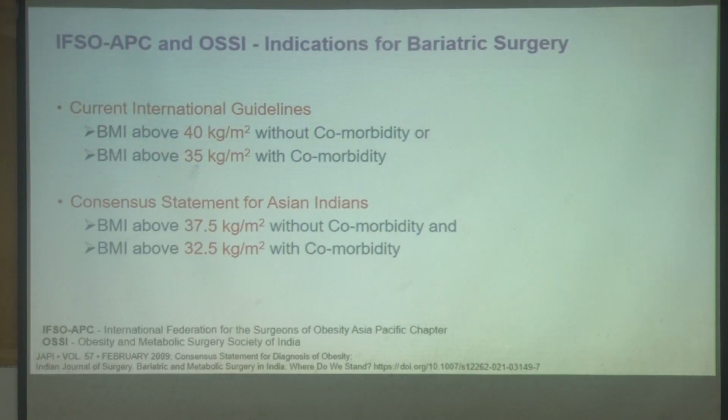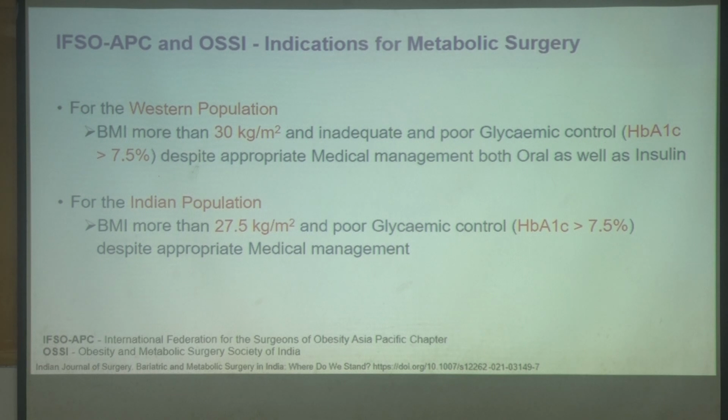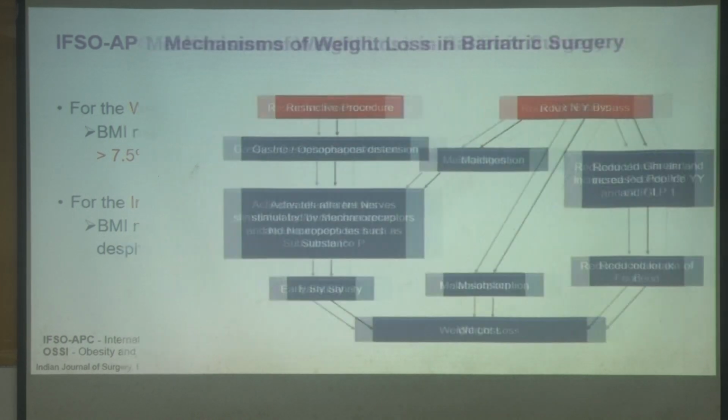So, the role of bariatric surgery: current international guidelines and consensus statements for Asian Indians, based on IFSO, APC and our own society, the Obesity Surgical Society of India, for indications for bariatric surgery. Apart from bariatric surgery, where we primarily refer our patients for weight reduction, there is also metabolic surgery. For the Western population, BMI more than 30 kg per meter squared; for the Indian population, BMI more than 27.5 kg per meter squared with poor glycemic control despite appropriate medical treatment, that is an indication for bariatric surgery.